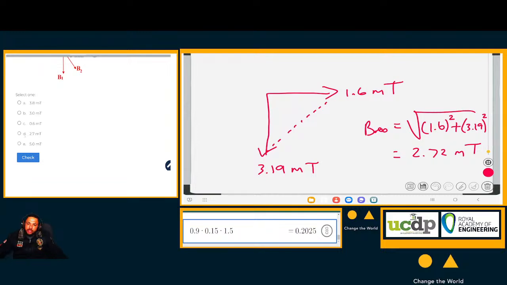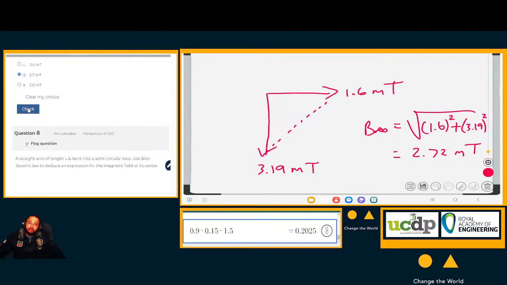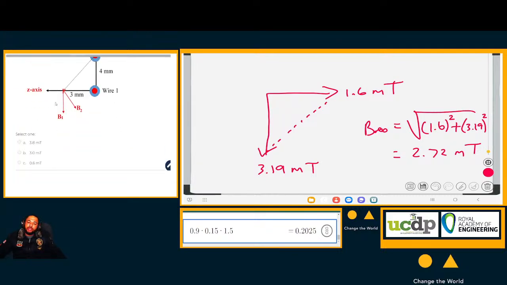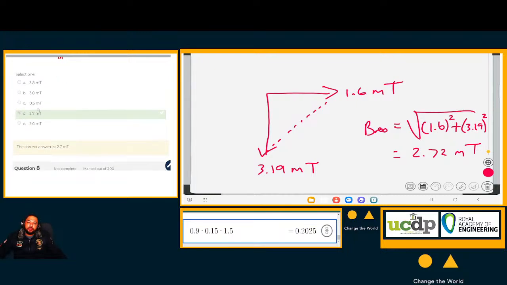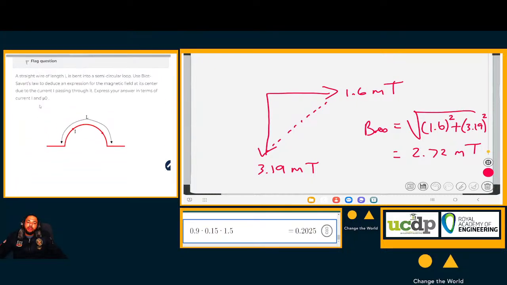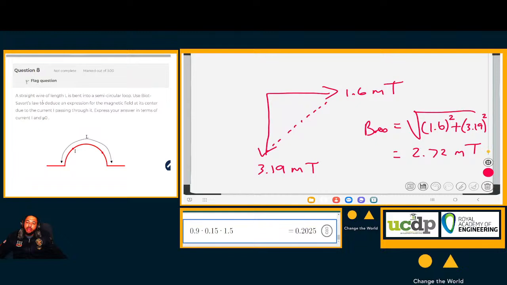Okay, sorry, it's 2.7. Let's check. Is it 2.7? Yes, it is. The answer is correct.